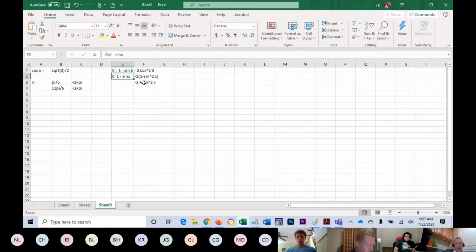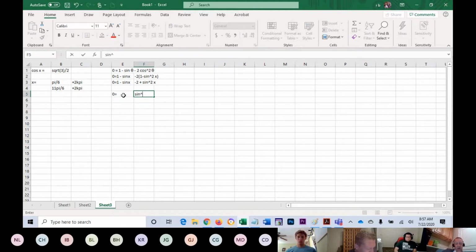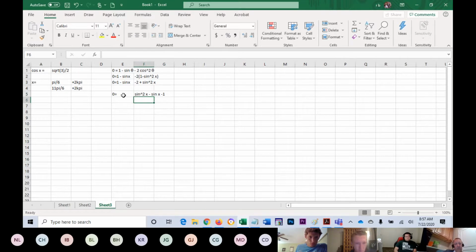I'm just going to copy that around. So I've got 1 minus sine of x minus 2 plus the sine squared of x equals 0. I still have my 0 equals, and I'm going to flip this around to be the sine squared of x minus the sine of x, and 1 minus 2 is minus 1. So now I've got a nice quadratic in the sine, right?